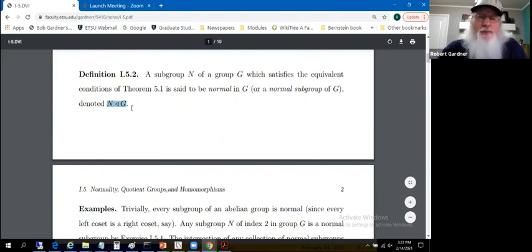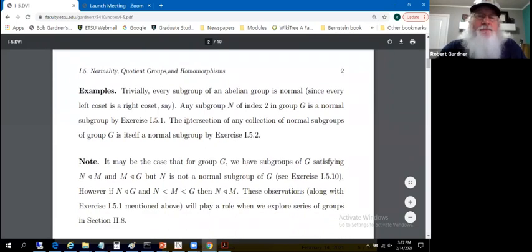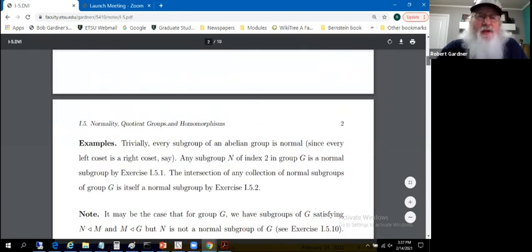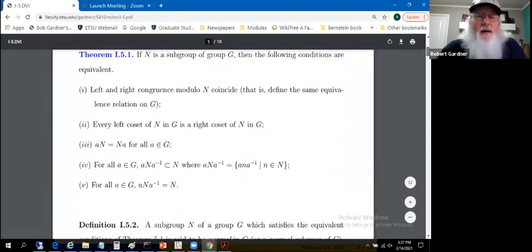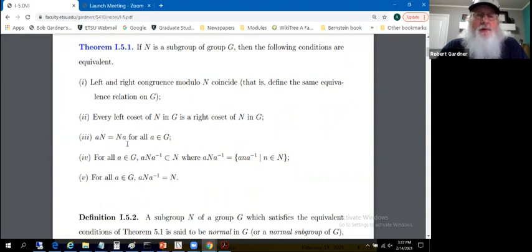N is a normal subgroup of G is the way to read that. What's up with normal subgroups? Well, if we had an abelian group, every subgroup of an abelian group is a normal subgroup. So if we had commutativity, then pick your favorite, maybe this one. If we had commutativity, of course, this set of elements equals that set of elements.